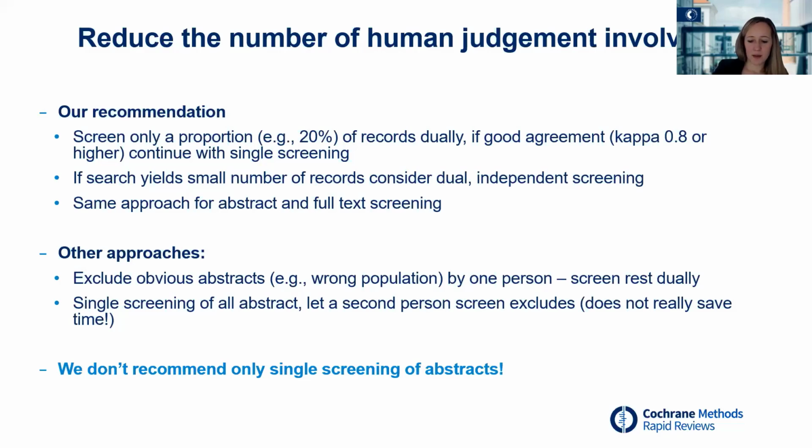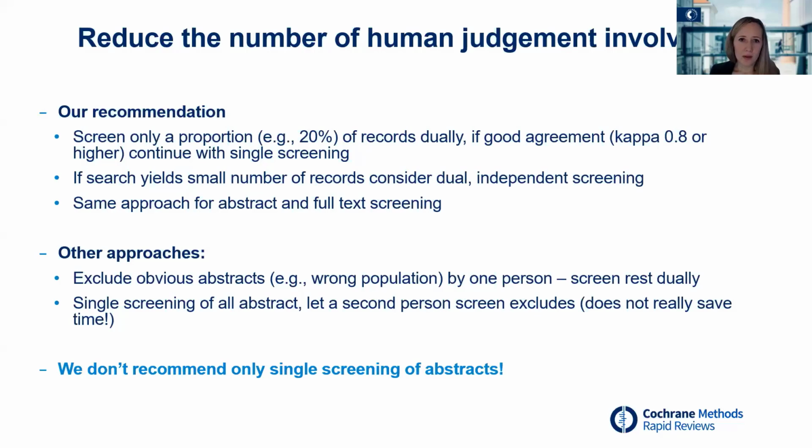But that's why we recommend to check the agreement, because if you see that your team has very good agreement and you feel safe to move on with single screening, then it's probably okay. But if you see that the agreement is very bad and people are not really on the same page, maybe because the topic is very complex, then it's better to screen another proportion dually and check agreement again, and so on and so on. If the search yields a small number of records, I already said consider dual and independent screening. And we recommend the same approach for abstract screening and then for full text screening.